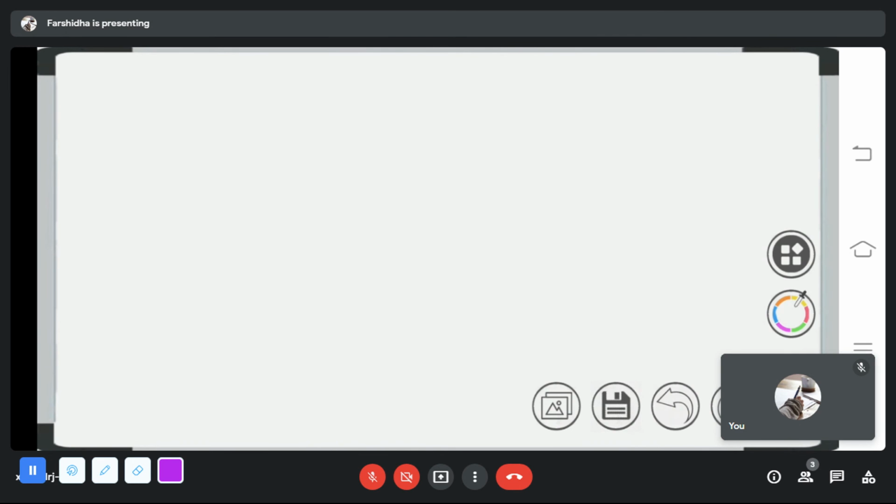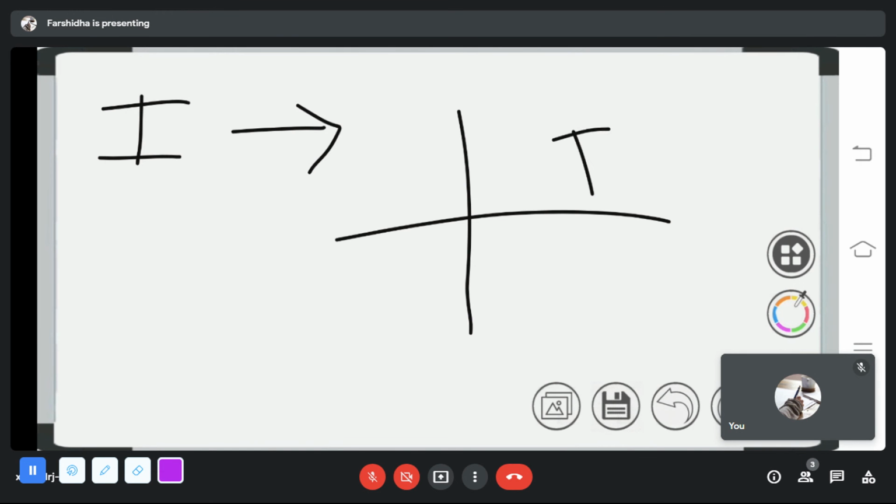Okay, now I'll ask you something. Tell me what is the sign of the first quadrant? I've told you, there are four quadrants. The first quadrant is plus, plus.